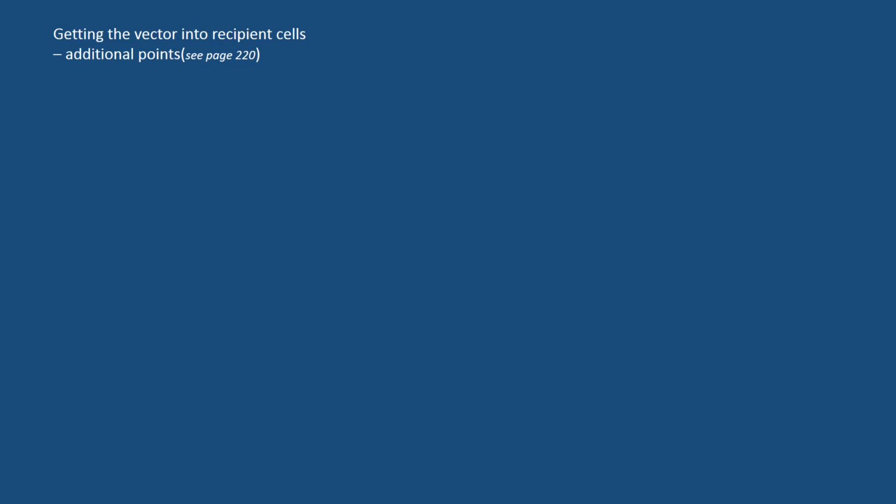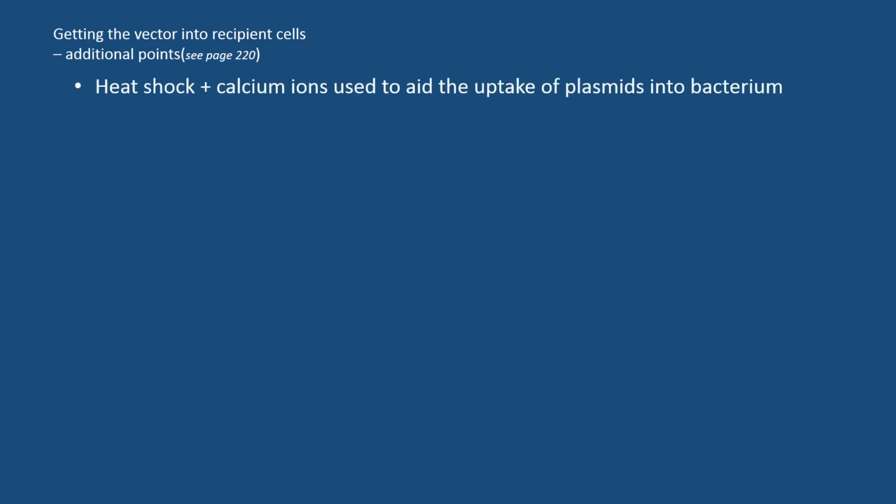Now there are other ways of getting vectors into the cell. The method I've shown you is the bacteria take up the plasmid. Now to help that happen, you'd use something called heat shock, which is where you alternately change the temperature between 0 and 42 degrees. And you also add calcium ions, or calcium chloride. The calcium, which is positively charged, will surround the negatively charged DNA and the phosphates of the membrane and stop the DNA being repelled from the phosphates in the membrane. And that will help the DNA therefore to get through the membrane.